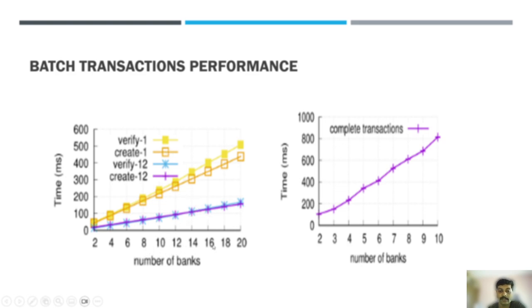But anyways, as you increase the number of banks, even with the 12-core processors, this will increase. The same thing applies to the complete transactions here. When you say complete transactions, it means you are creating a transaction, generating a proof for all those things like commitments and everything, and then doing the verification for all these transactions. When you combine it, this is the time it takes for that number of banks.